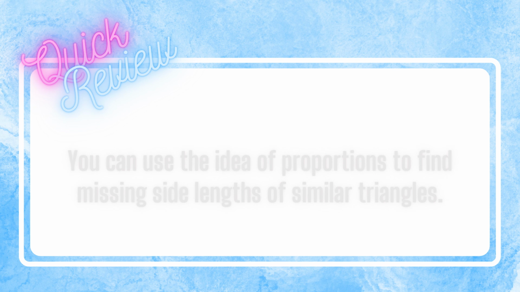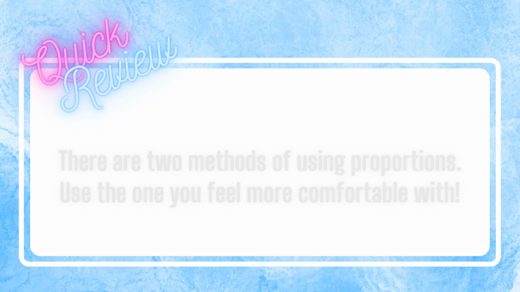So just as a quick review, you can use the idea of proportions to find missing side lengths of similar triangles. We talked about two methods of using proportions. So there's the method of batching by corresponding sides, and there's also the other method of batching by triangles. Go ahead and use the one that you feel more comfortable with.